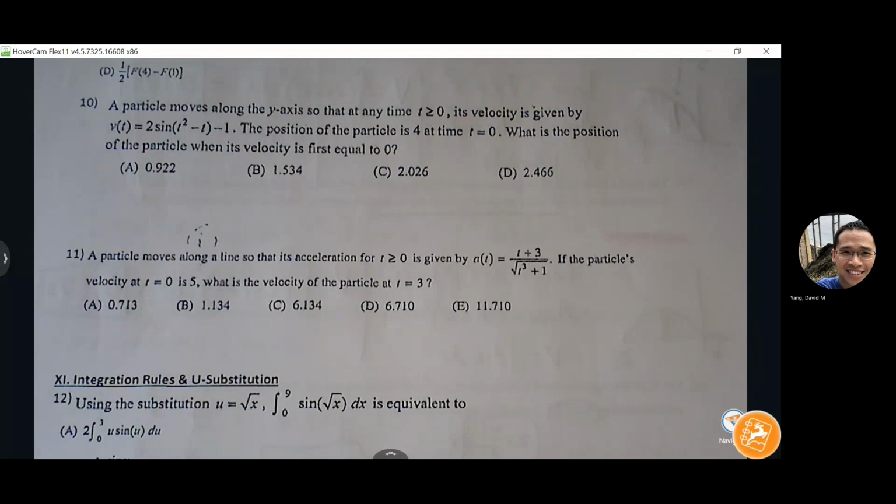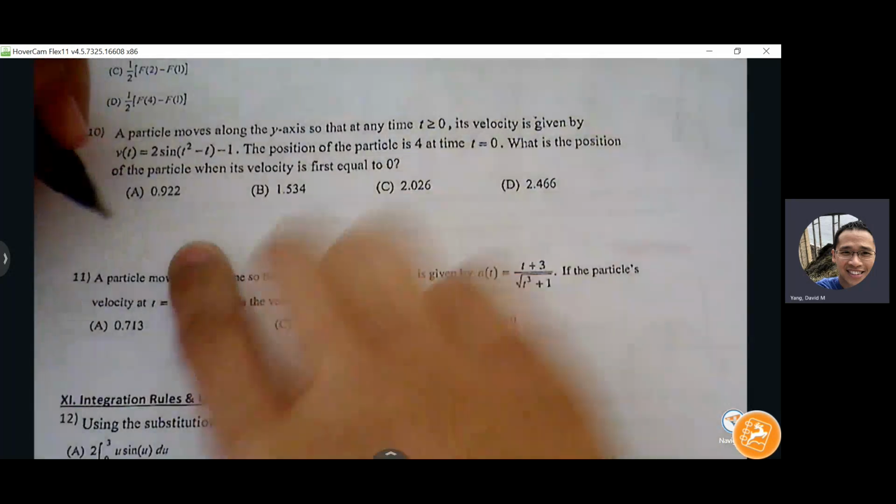So we have to first set velocity equal to 0 because we need to find the upper bound, right? We know the lower bound is 0, and we need to figure out the upper bound. So we're going to set v of t equal to 0.